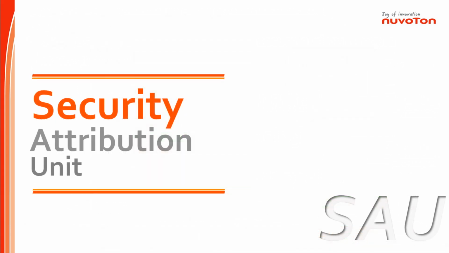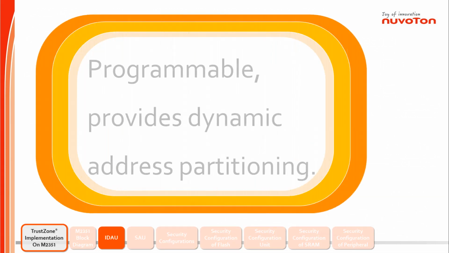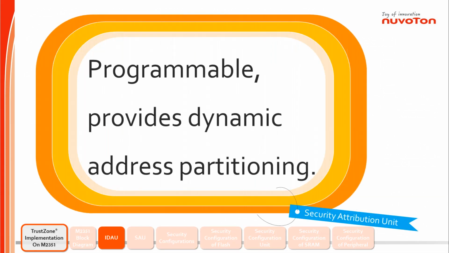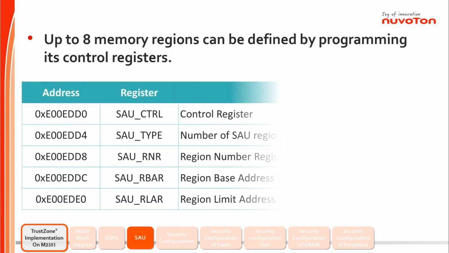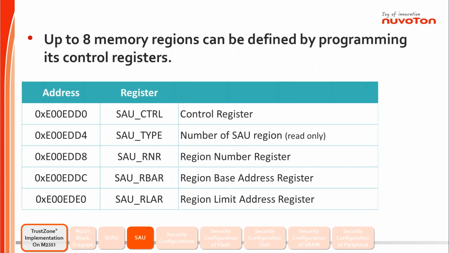The abbreviation of Security Attribution Unit is SAU, and it's also used for address partitioning. The SAU is programmable, and it can be used to override the memory security state defined by the IDAU. In M2351, up to 8 memory regions can be defined by programming the SAU control registers. The SAU CTRL control register contains the enable bit of the SAU.